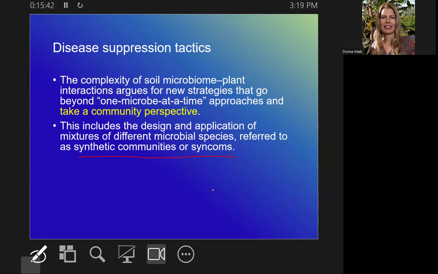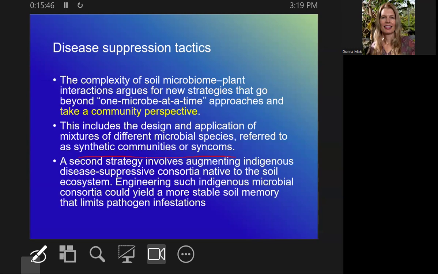It's human-made decisions on what microbes are going to go together. And then they said, another tactic we could take is use the microbes that are there, native to the soil ecosystem, and really look at them. And that's kind of what we were doing too, because we went to the disease suppressive soil and said, who's there? What are they doing? And can we use them? So we were kind of doing both, really, when we were getting into how can we control disease.